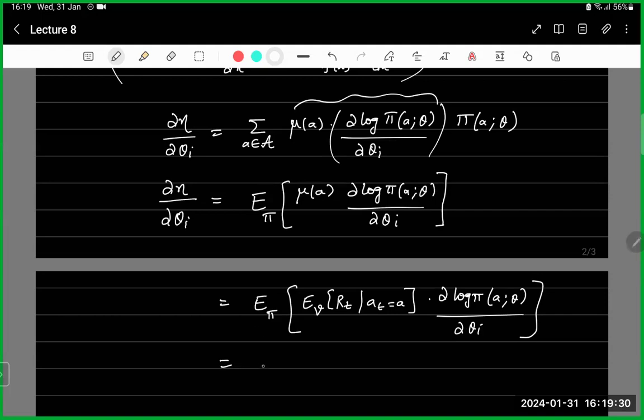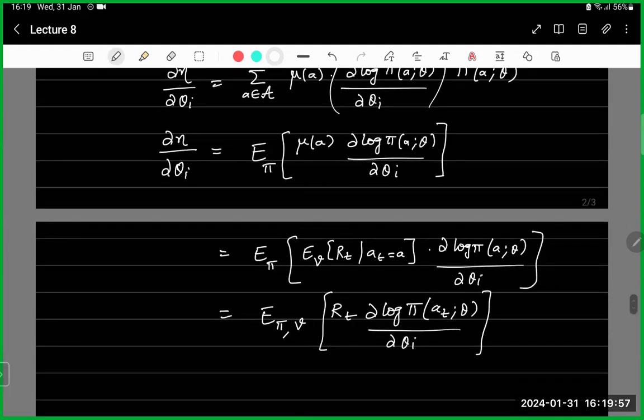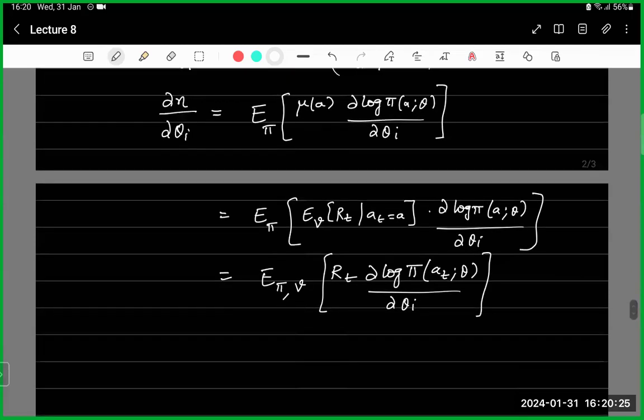Then what I can do is I can just write it like this. If A_t is the arm that I'm playing at time t, which is being sampled according to policy pi, and R_t is the reward that I got for playing the arm A_t, I can write it as an expectation over the actions you're going to take. Right? So this is equal to our gradient.